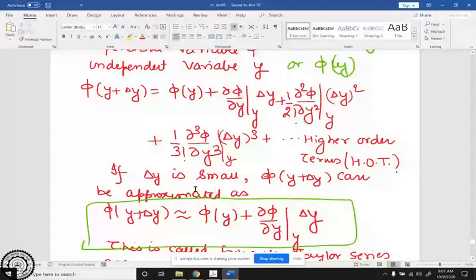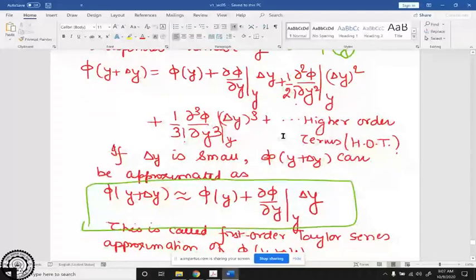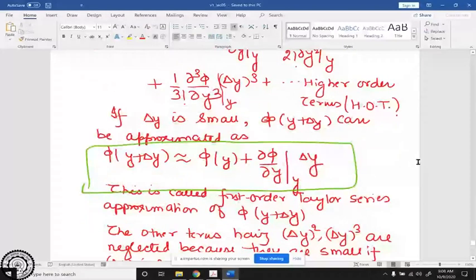Further, we will assume delta y is very small. Once you assume that delta y is very small, it is reasonable to expect that the higher order terms, which have higher exponents of delta y, will become less and less important. Thus the value of phi in the neighborhood of y can be approximated, for example, like this, where I have neglected all terms having exponent of delta y greater than or equal to 2. This is one way to approximate the value of phi in the neighborhood of y.